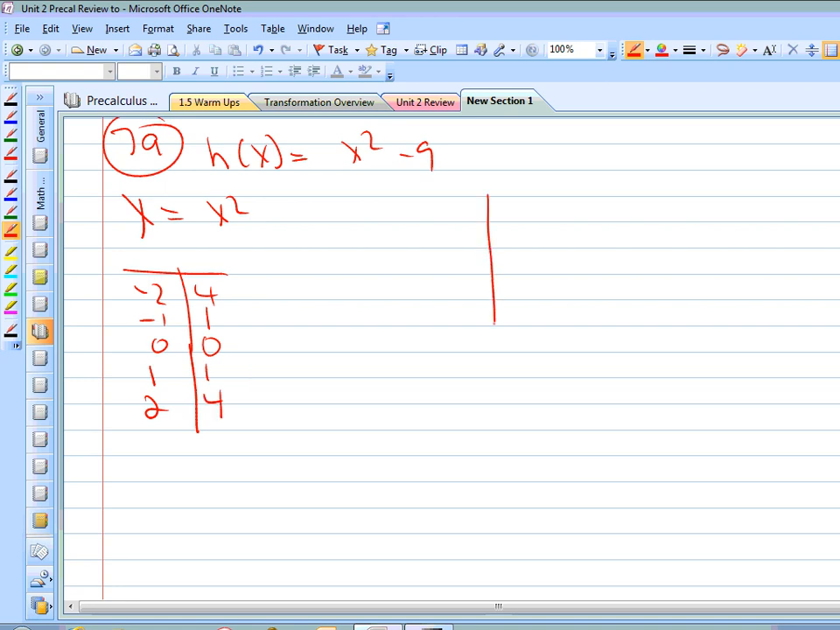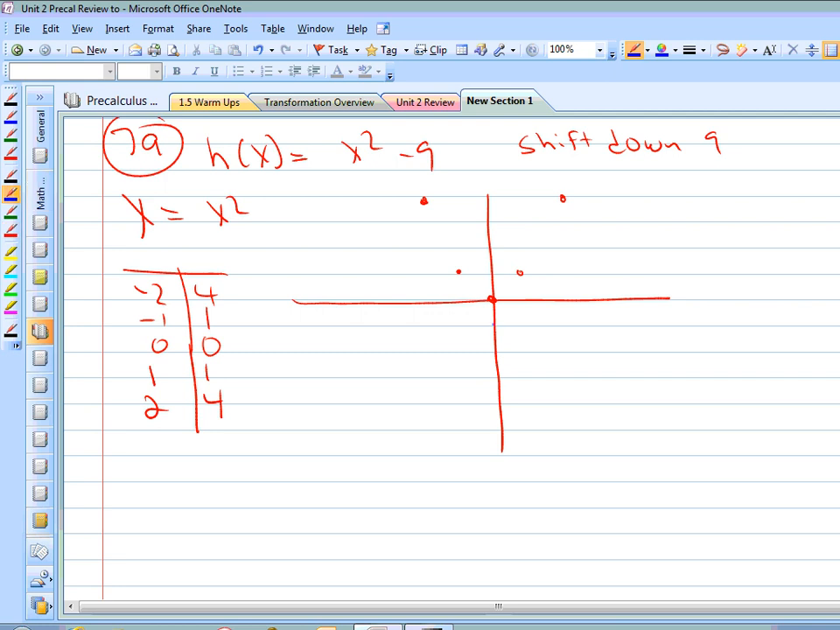And since we're supposed to sketch the graph transformationally, this would be moving down 9. So I would shift down 9 from my parent points. So I'm going to put my parent points in red, which would be negative 2, 4, negative 1, 1, 0, 0, 1, 1, and 2, 4. And we're shifting everything down 9. So I count down 9. 1, 2, 3, 4, 5.